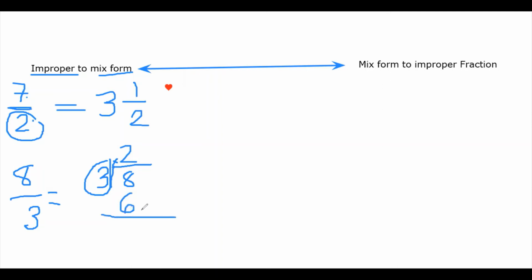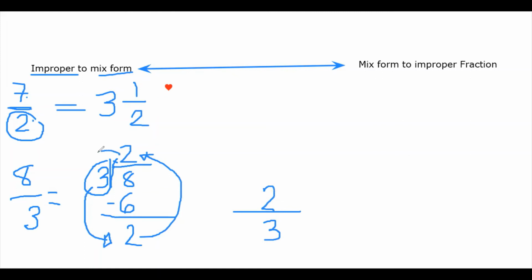We have a product of 6, and then the 8 and the product will be subtracted. 8 minus 6 equals 2. The remainder is 2 and the quotient is 2. What are we going to do? Interchange their positions. The 3 will go to the bottom and remain as our denominator, and the 2 will go on the top to be our new numerator.